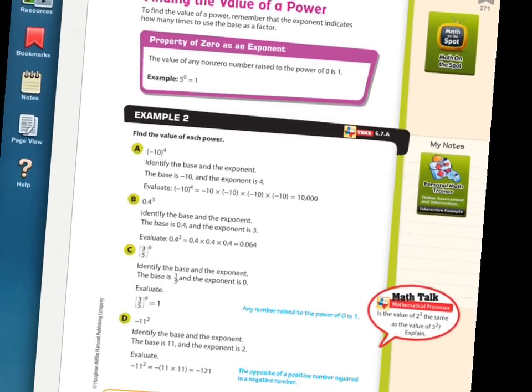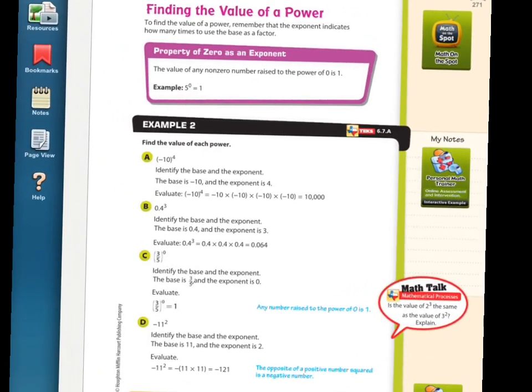Finding the value of a power. So now we're actually going to multiply those things out. Okay, now this is something that I learned in high school. So, wow, you guys are learning it really early. 5 to the power of 0, that's equal to 1. Okay, and I can't remember the explanation for that.